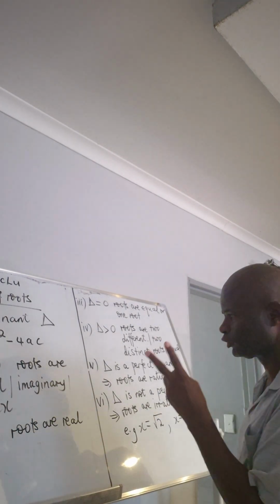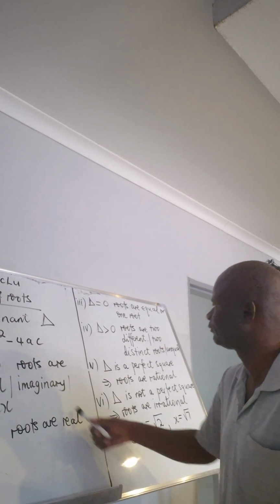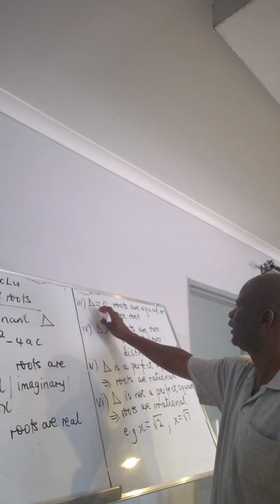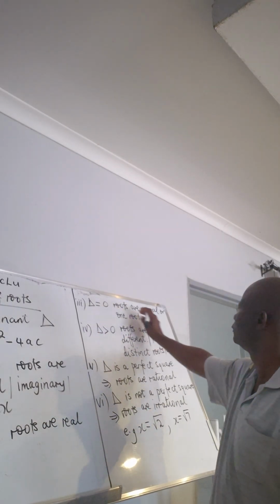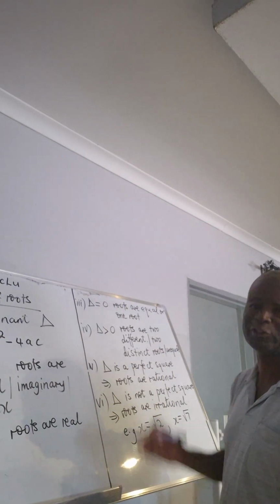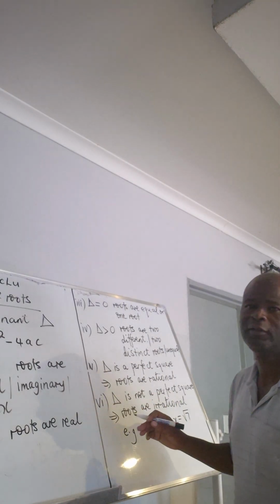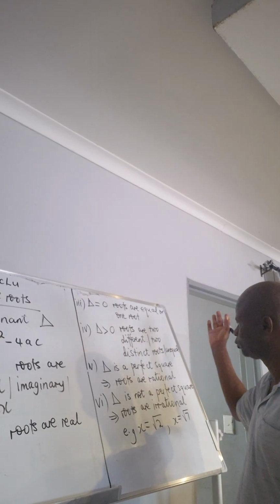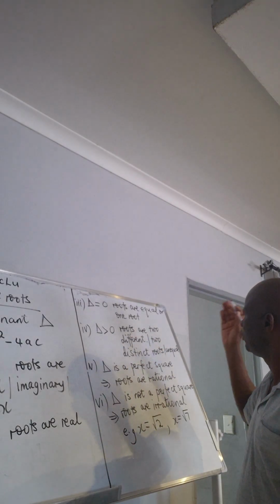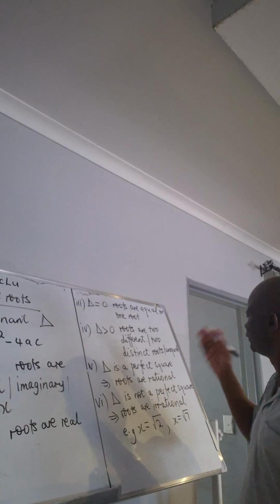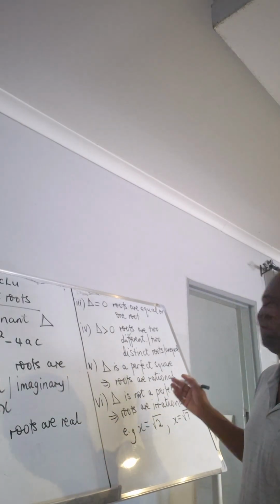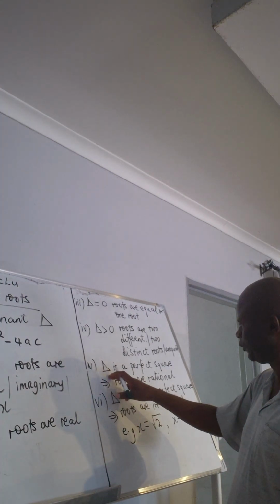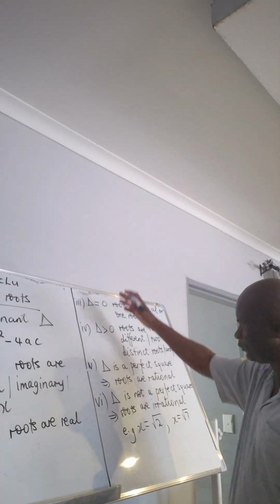Right now, from those, especially from the second one, we break it. Delta equal to 0 means roots are equal, or one root. There is only one root. Then delta greater than 0: roots are two different, two distinct roots, or two unequal roots, whatever way you want to express it.